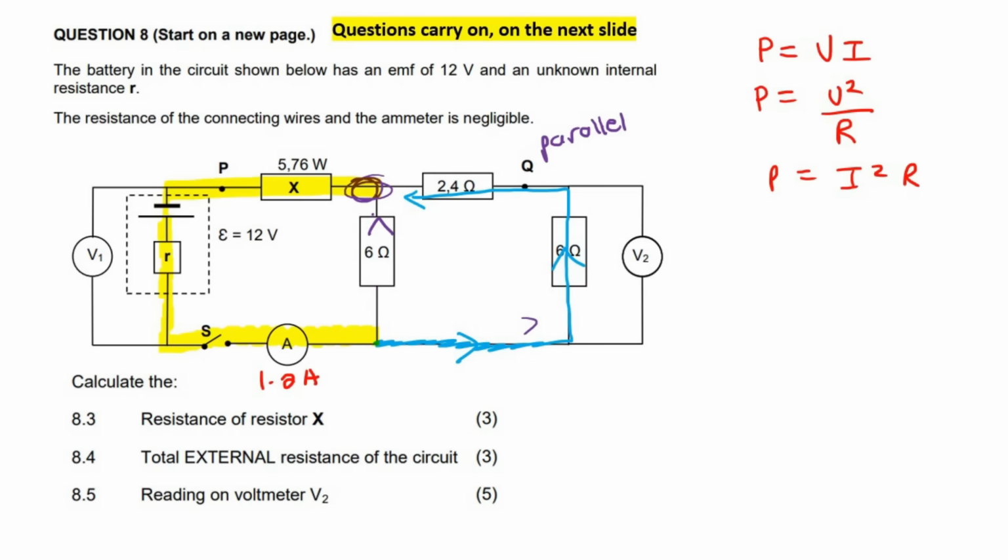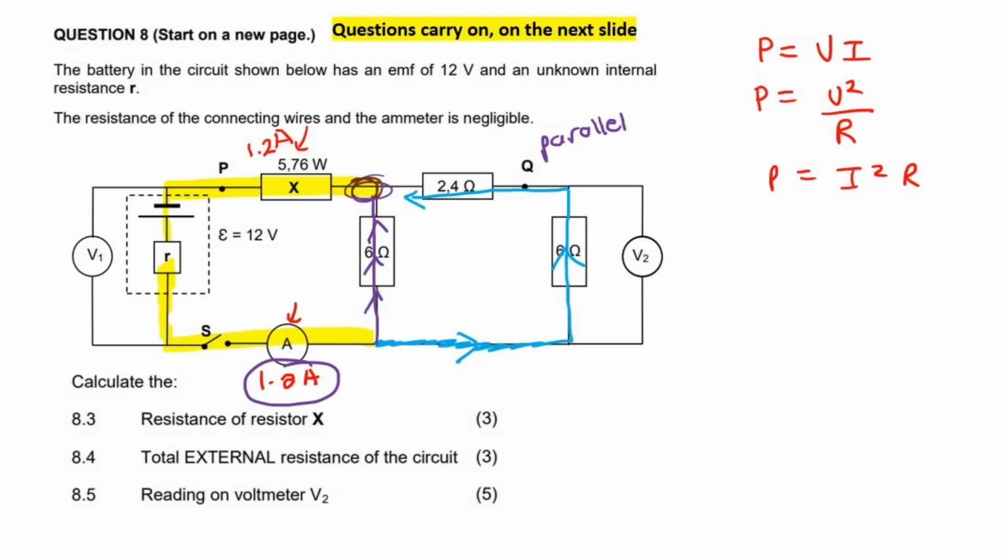So what am I on about? Why am I telling you guys this? Because if we know the current over here, then because it's yellow and yellow, we know that the current over here and the current over here will be the same. So the current going through this resistor is also going to be 1.2 amps.